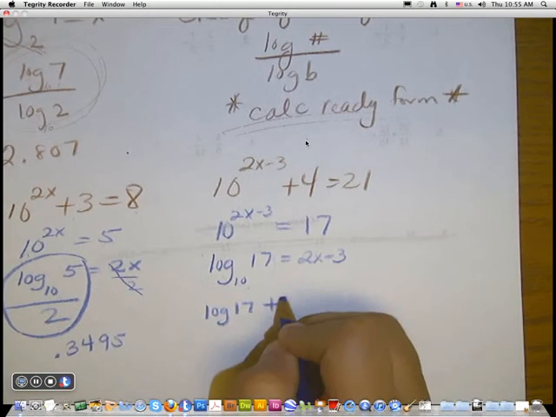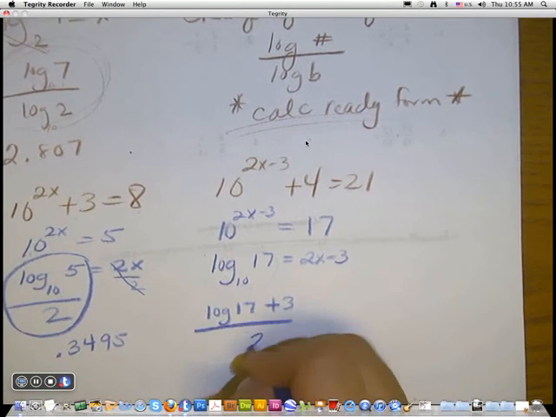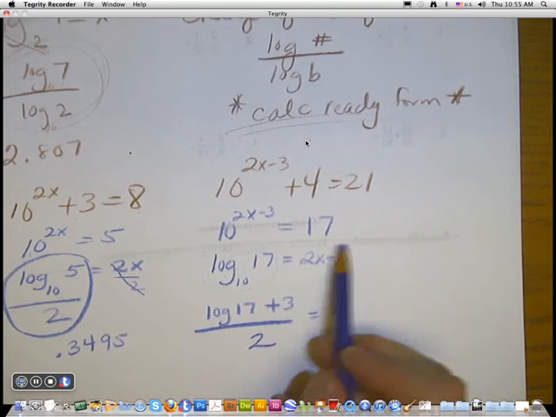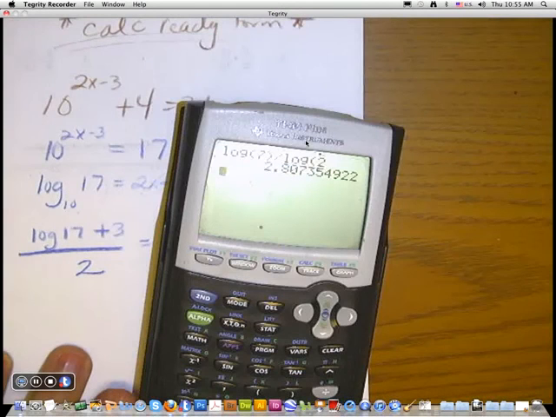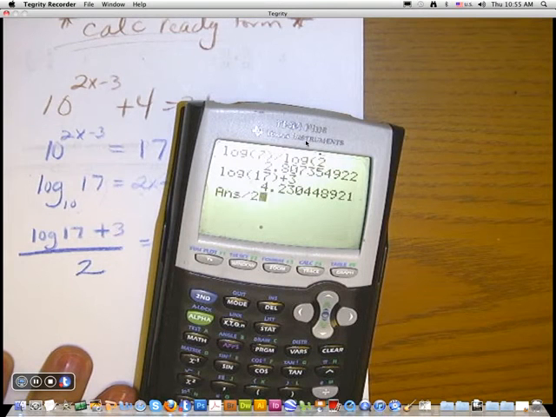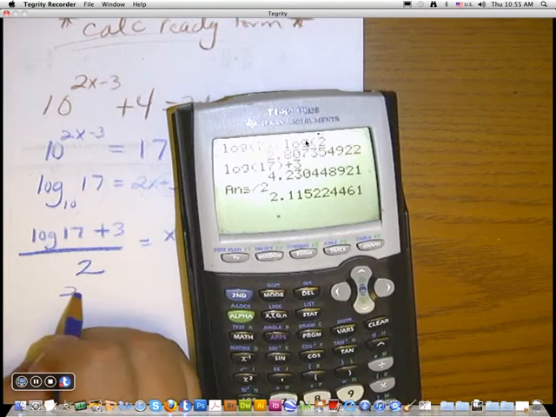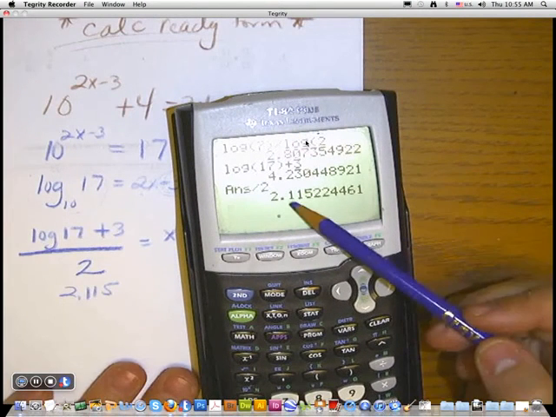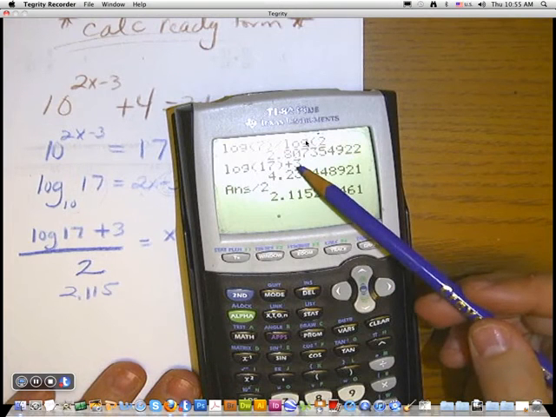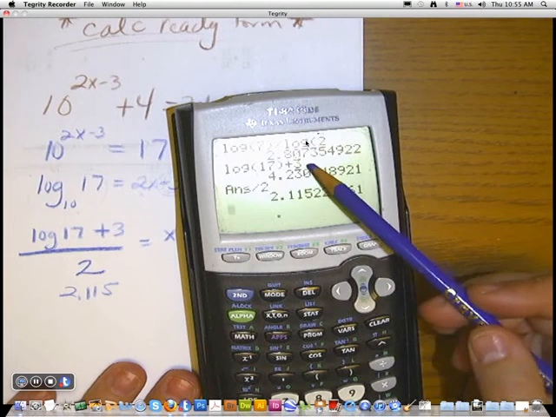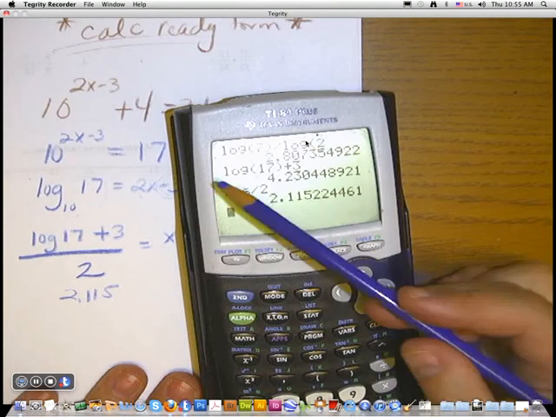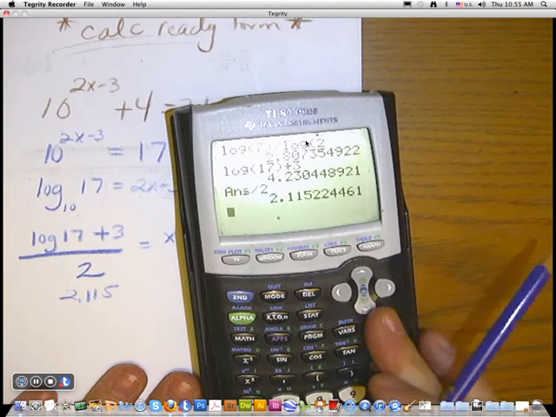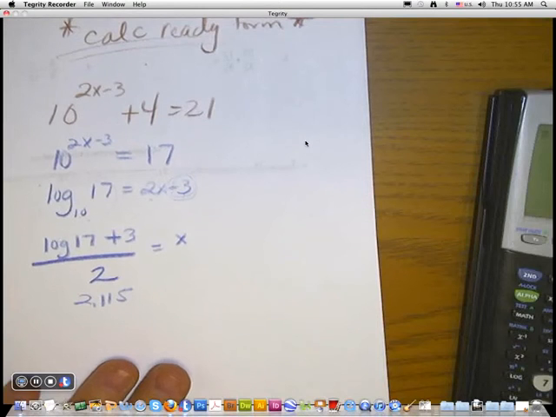So log 17, I'm going to add 3 and divide by 2, right? Add the 3 and then divide by 2, and I get to punch that in the calculator. So when I do that, I get log 17, close your parenthesis, plus 3, divide by 2. 2.115. Now, if you did not get this answer, did you go plus 3 and then divide sign 2? Check that, because if you did, your calculator only divided the 3 by 2, and that's not right. It has to be the whole thing is divided by 2. So watch your parentheses.